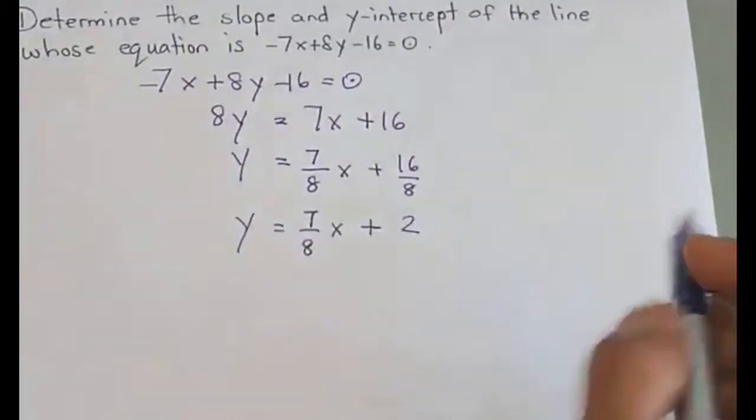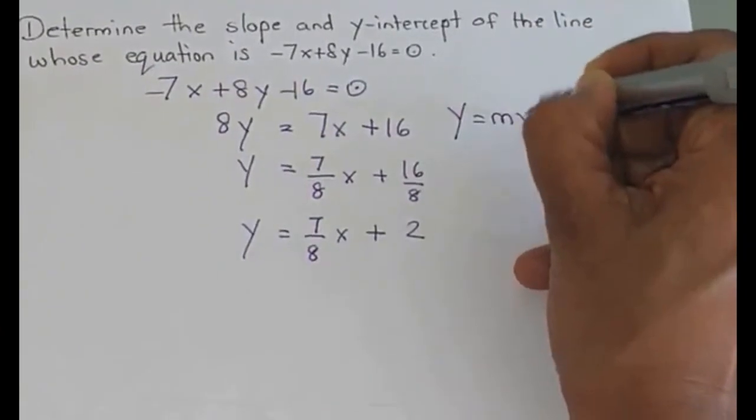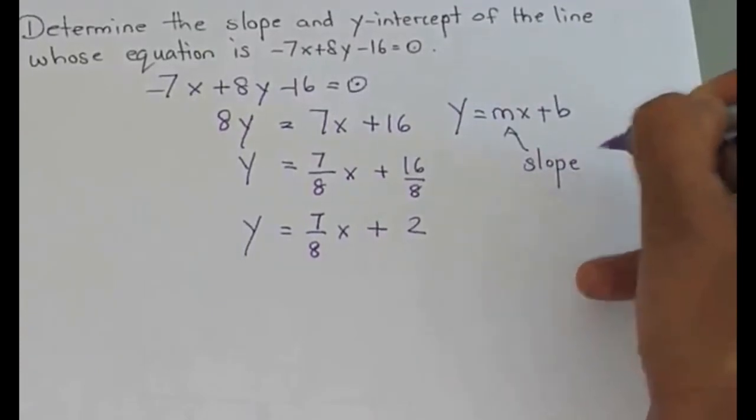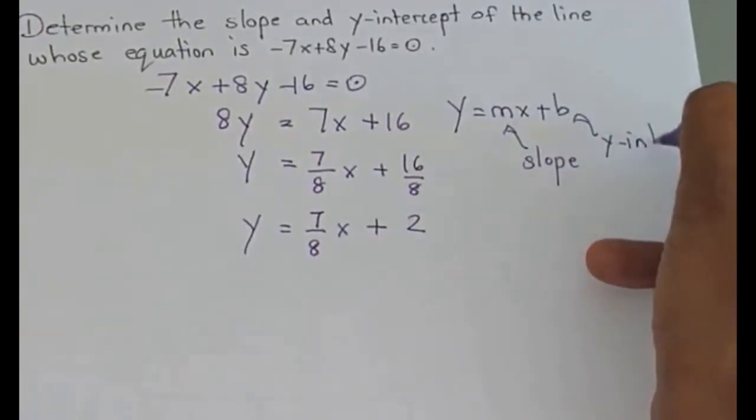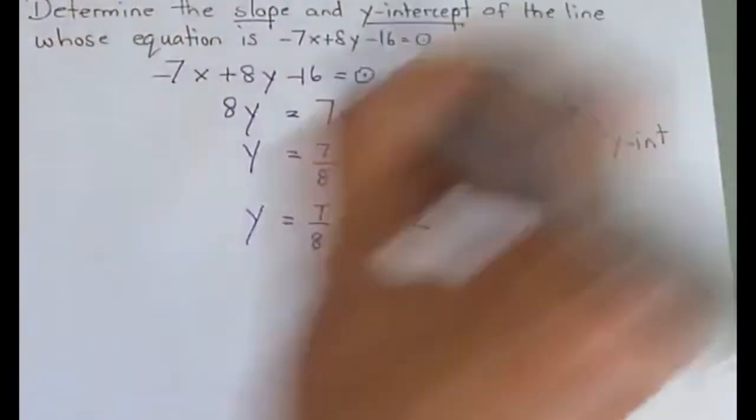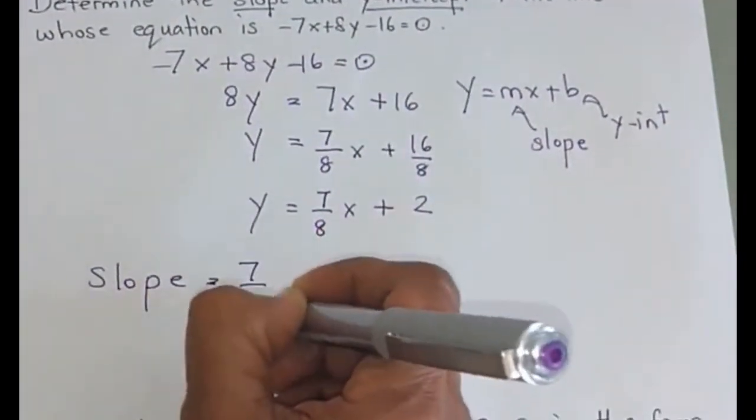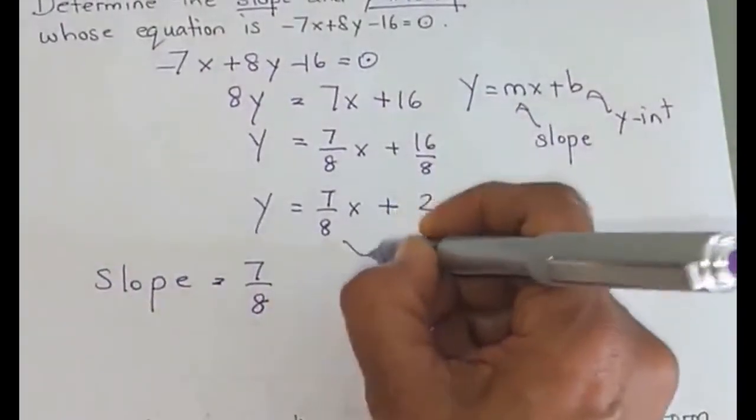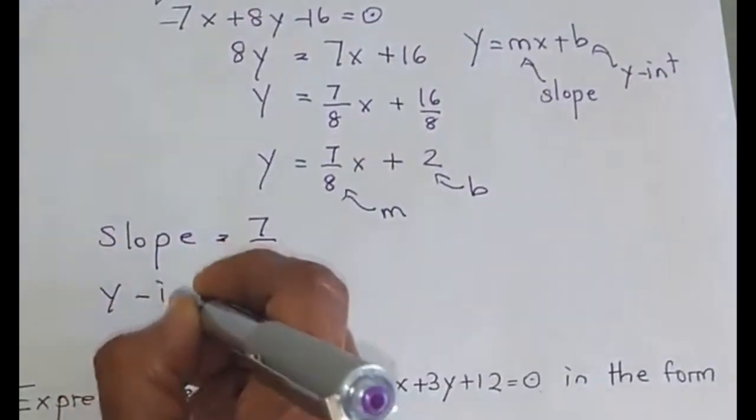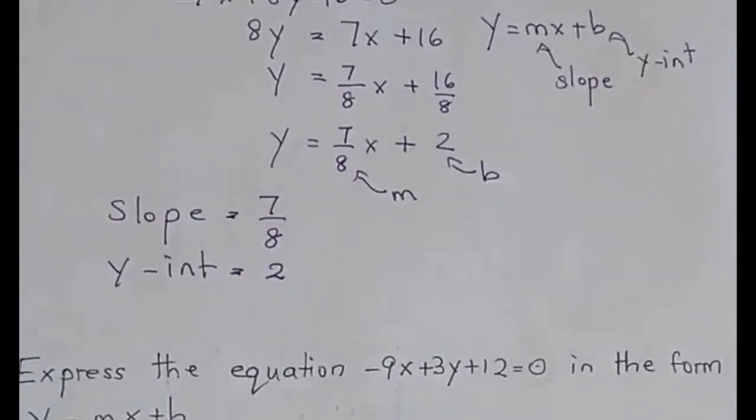So that's done. So we have rearranged the equation so that it's in y equals mx plus b form, where m is the slope and b is the y-intercept. Now, since we are asked for the slope and y-intercept, I'm going to be writing the slope is equal to 7 over 8, because this is going to be my m and that's going to be my b. And the y-intercept is equal to 2. So that would be the answer to the first question.